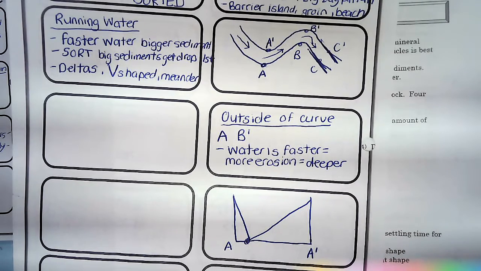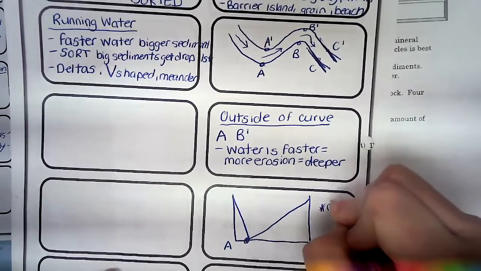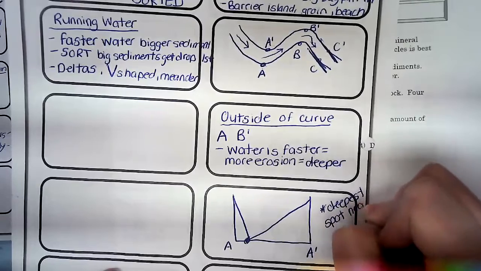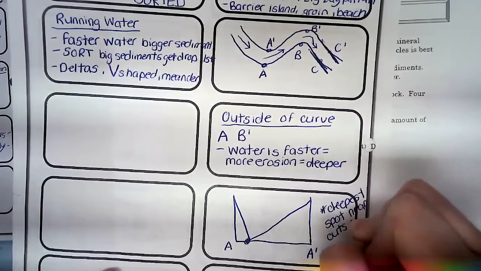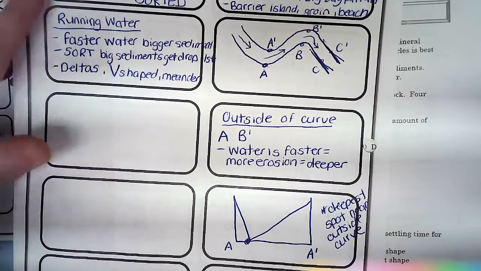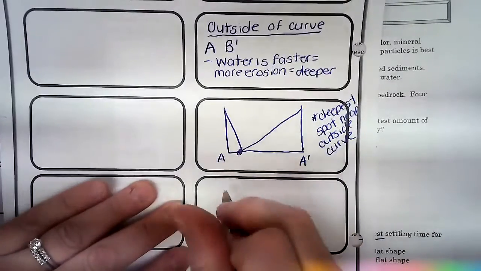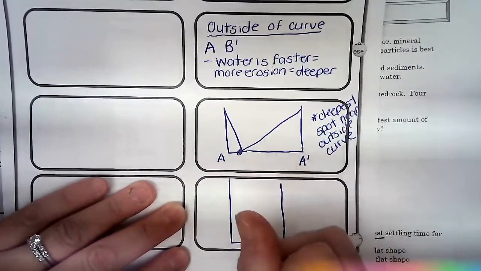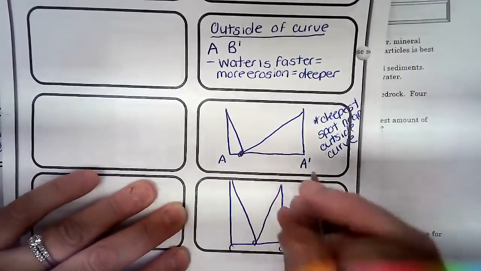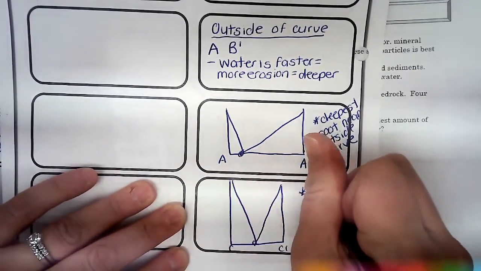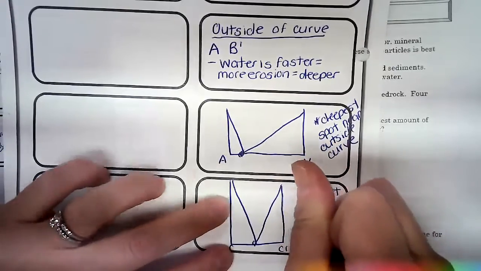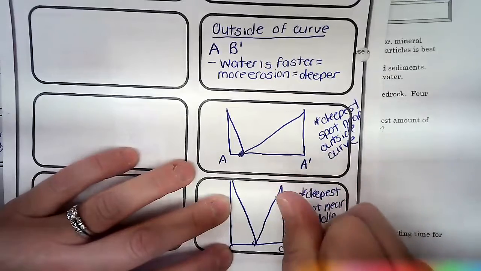What about on a straightaway? Let's label this if you want. Deepest spot near outside curve. What about on a straightaway, such as my C to C prime? C to C prime, it's in the middle. Deepest spot near middle on straightaway.